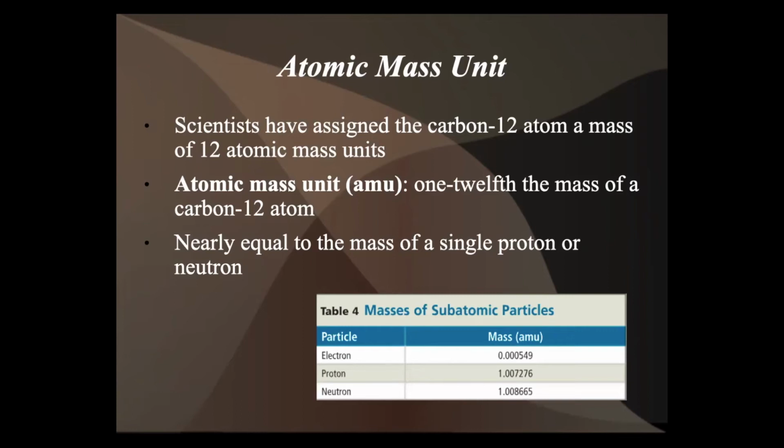And you can see that an electron is much, much smaller than both. And that's why we can disregard the mass of an electron in atomic weight, because we can see the electron is 0.00005 atomic mass units. So compared to one, that's almost nothing.